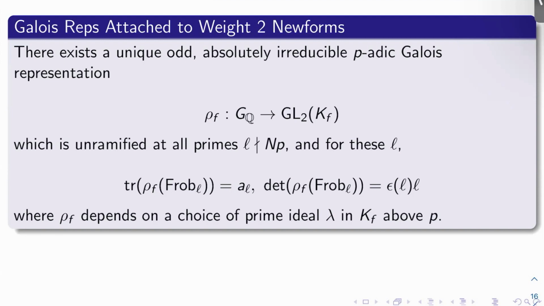The trace is basically the T_l Hecke eigenvalue, a_l, and the determinant is what turns out to be the diamond <l> eigenvalue, which turns out to be epsilon(l) times the prime l itself. So basically, trace and determinant are spitting out eigenvalues for the Hecke and diamond operators. That's really cool. So this representation really is attached to f in a very strong way.